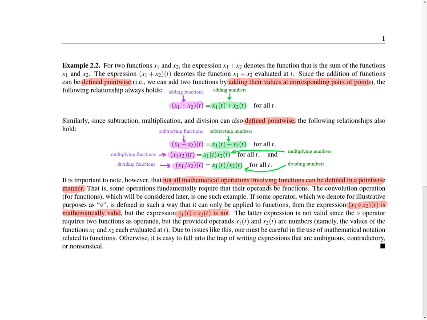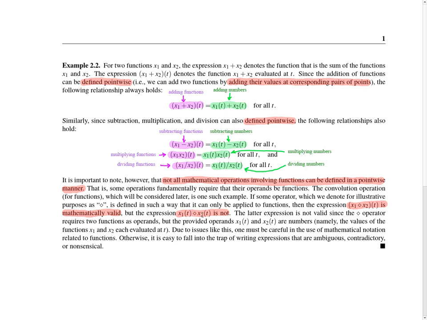But on the other hand, if we try to write an expression like this, it has no meaning, because if this diamond shape represents an operation that can't be defined pointwise, it can only be defined to operate on functions themselves, this expression doesn't make any sense because x1 of t is a number, x2 of t is a number. We're evaluating the function x1 at t, this gives us a number. We're evaluating x2 at t, this gives us another number, and then we're trying to apply this operation that's designated by this diamond shape with two numbers. But if this diamond shape operator only can be applied to functions, this expression doesn't make any sense.